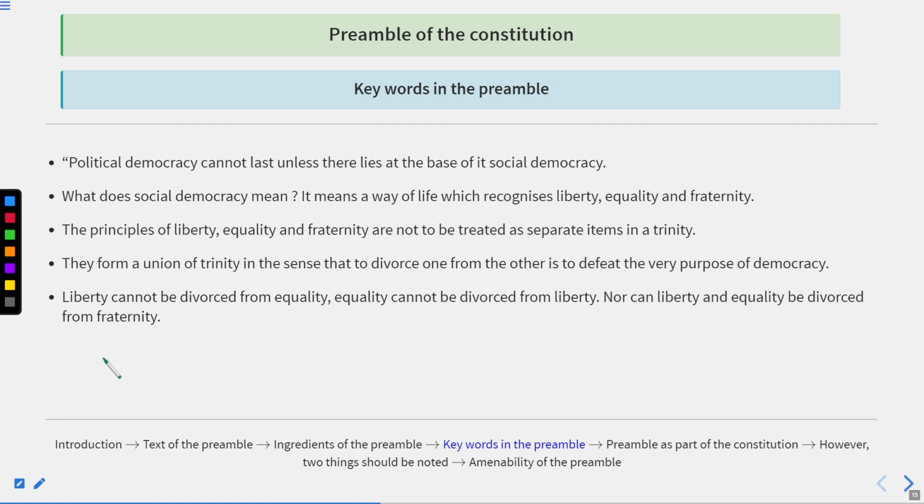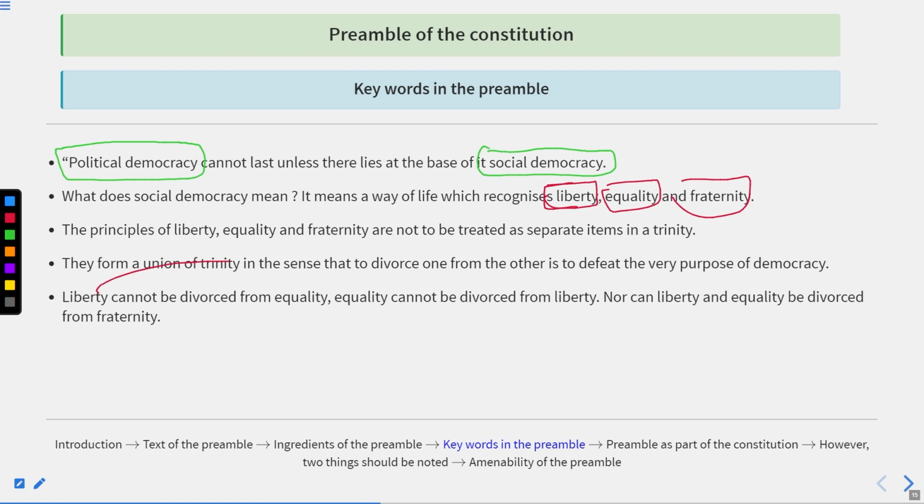Principles of liberty, equality, and fraternity are not to be treated as separate items in a trinity. They form a union of trinity in the sense that to divorce one from the other is to defeat the very purpose of democracy. Liberty cannot be divorced from equality, equality cannot be divorced from liberty, nor can liberty and equality be divorced from fraternity. So basically, he said political democracy could not sustain if social democracy is not at the base. And social democracy means that we should recognize the principles of liberty, equality, and fraternity. But we also keep in mind that these principles are not separate from each other. These principles are interwoven with each other.